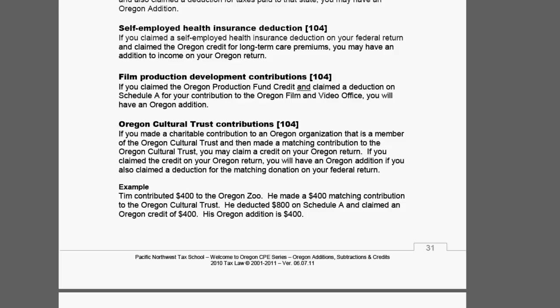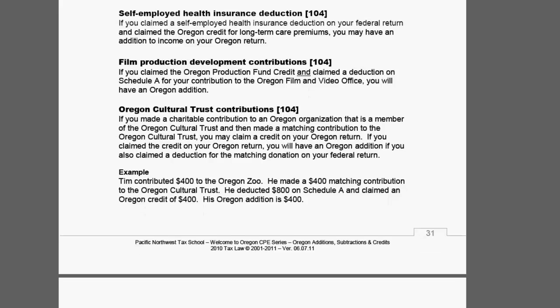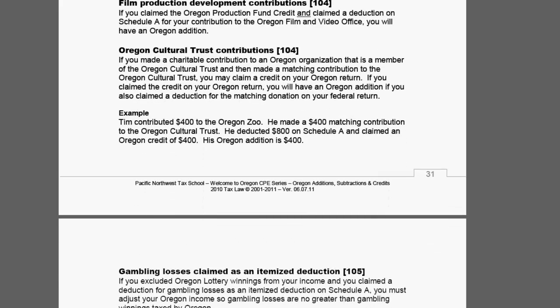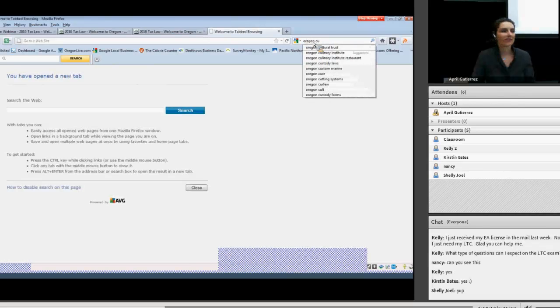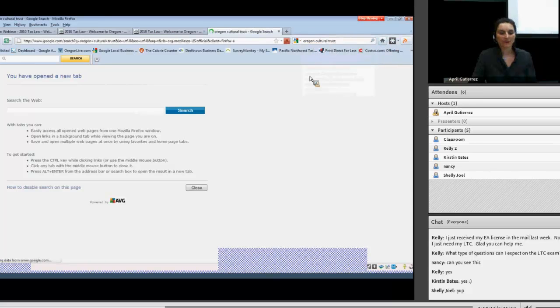This is actually a pretty good deal. His deduction is still allowed on the federal return, even though the Oregon credit essentially means he had no expense at all. And all Oregon is saying is at the Oregon level, we're not going to allow that double benefit.